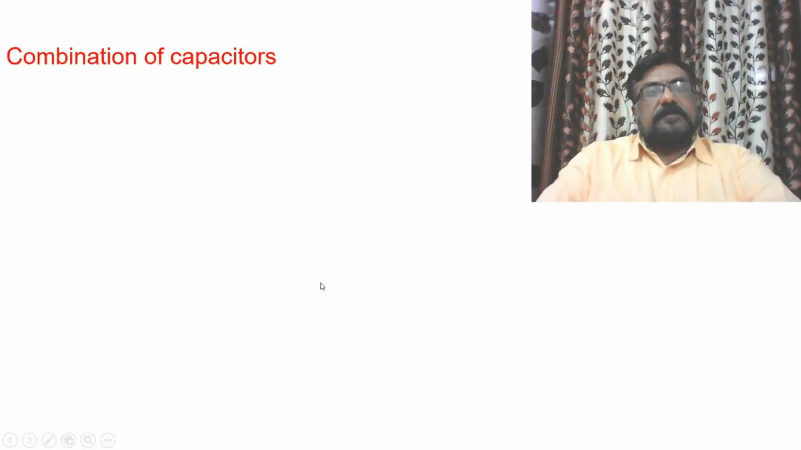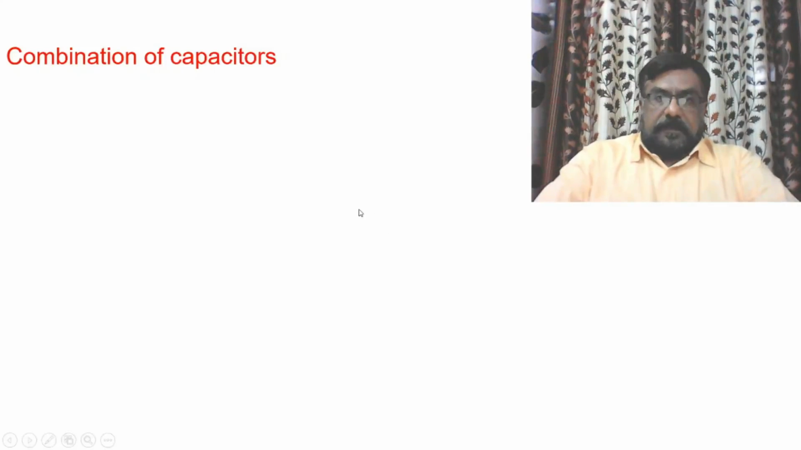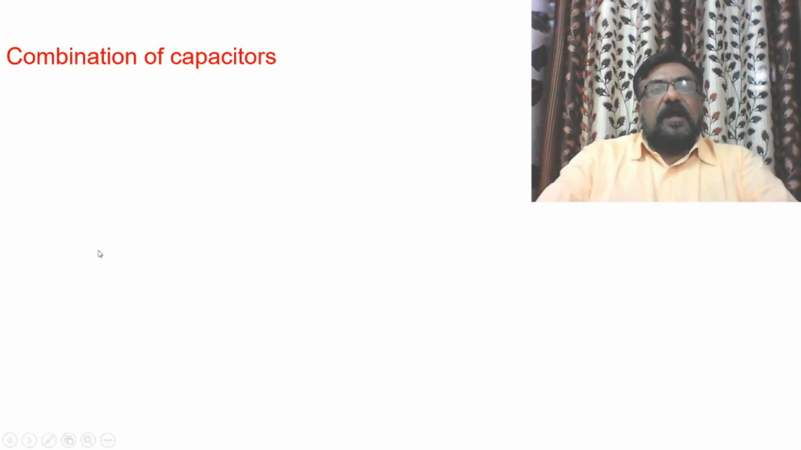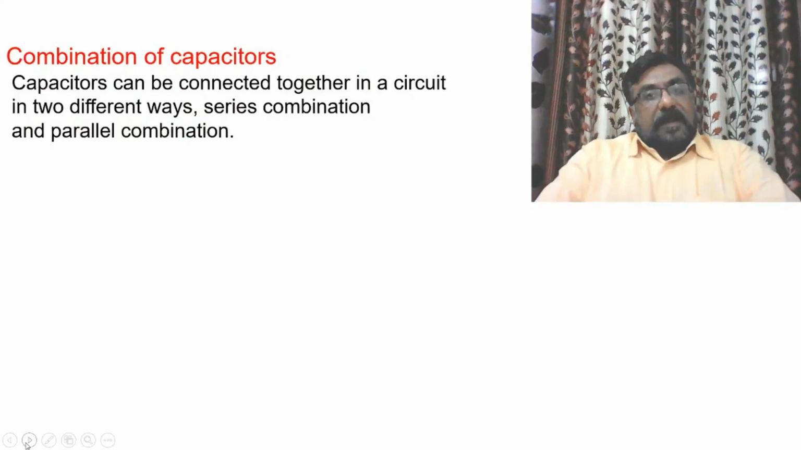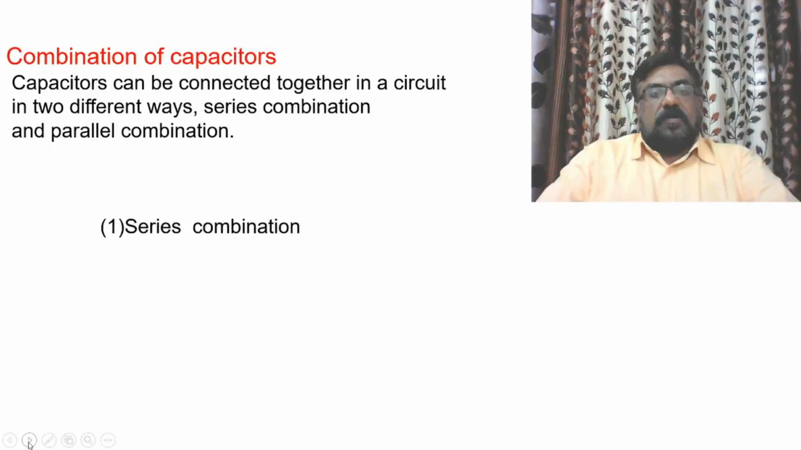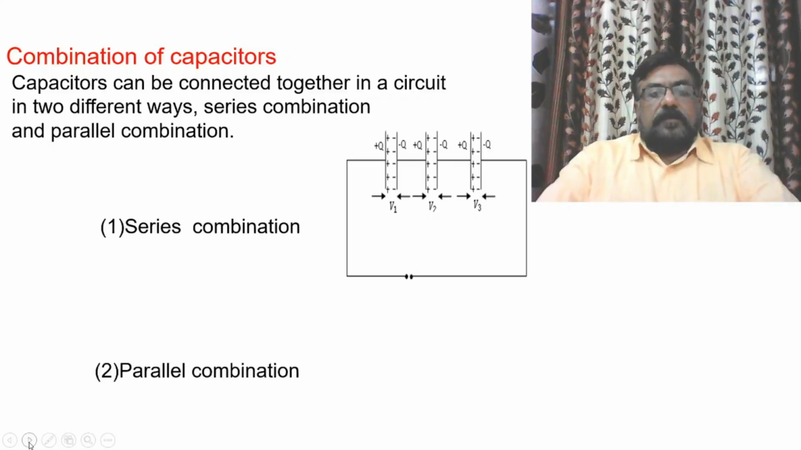When we design certain circuits, sometimes we require capacitors of a particular capacitance which may not be available in the market. So we have to combine the available capacitors to obtain the desired value. So in such cases, we have to make combinations of capacitors. We can connect capacitors in two different ways. The first is called series combination and the second one is called parallel combination.